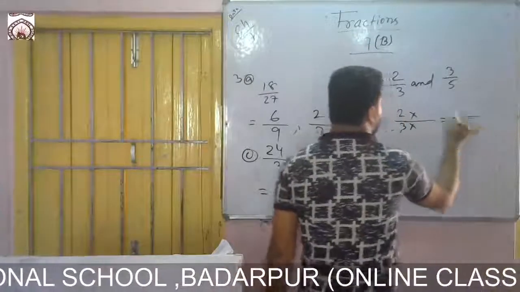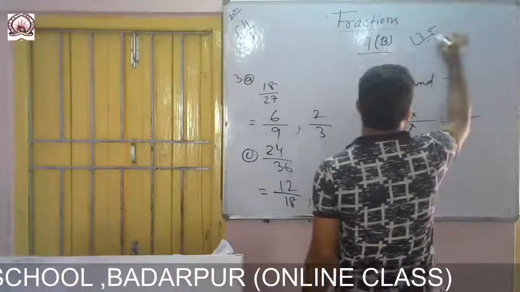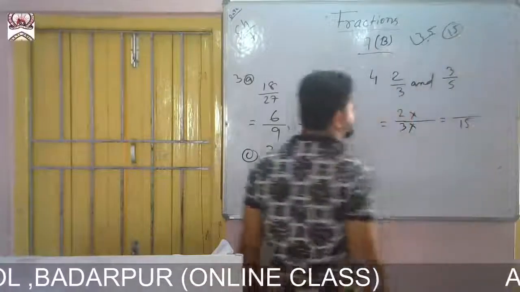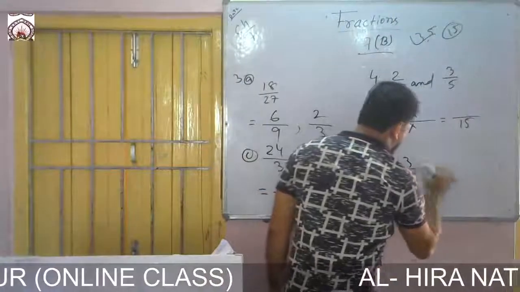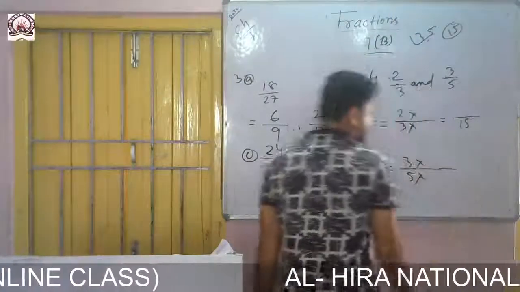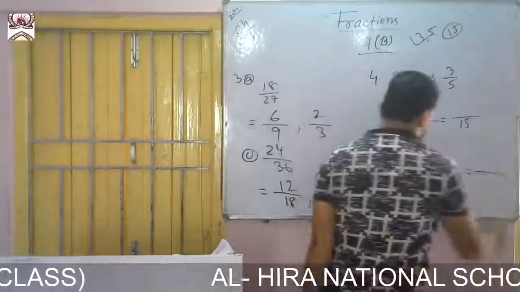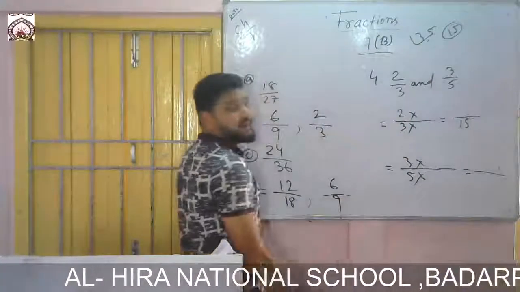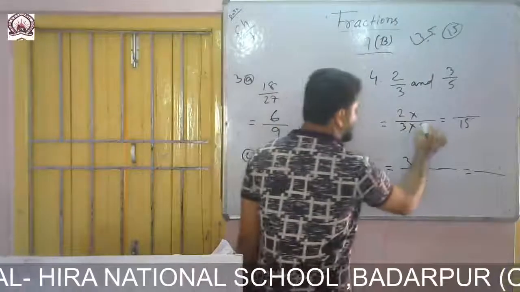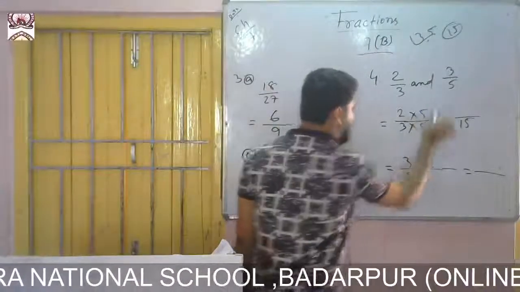Here 15. If I take the LCM of 3 and 5, then it is what? 15. 3 5s are 15. Here you write 3 by 5. Okay. So now if you write, then what? With 3, what should be multiplied to get 15? 5. So if I write 5 here, then I need to write 5 here also.